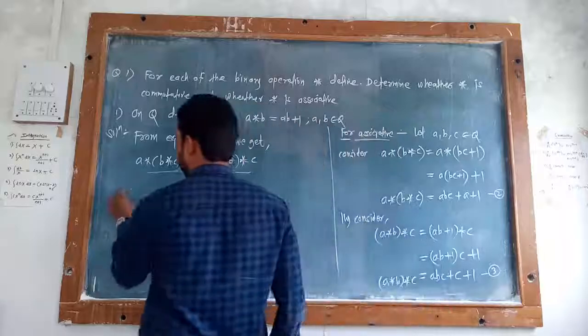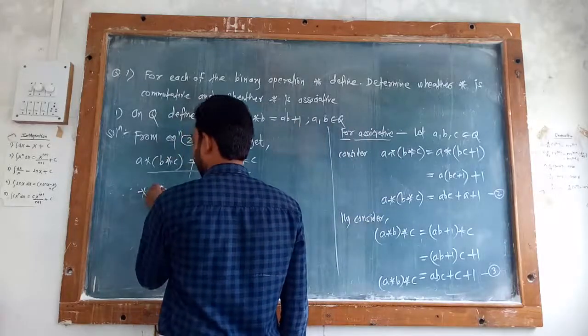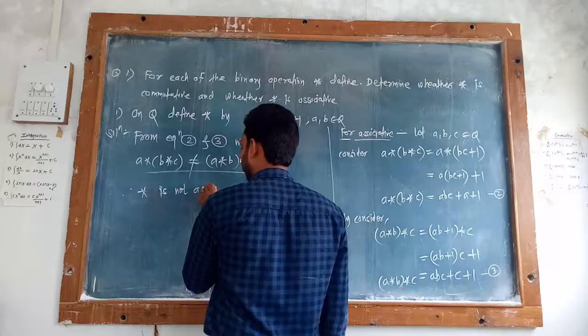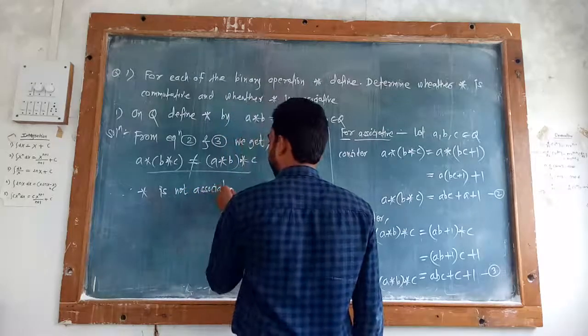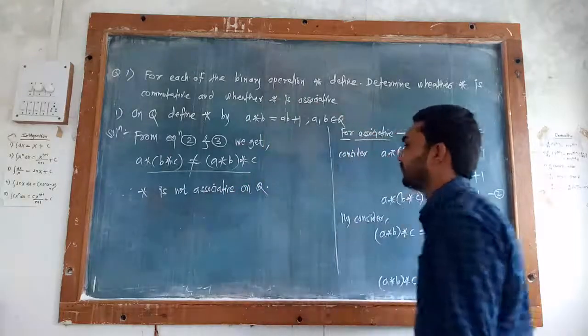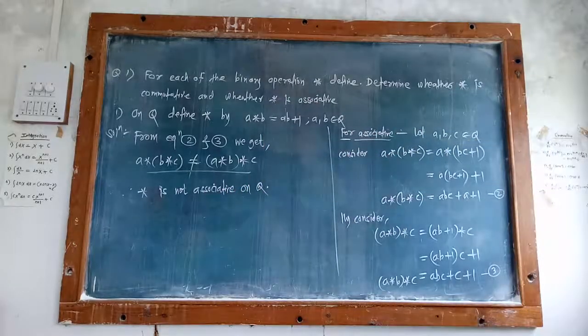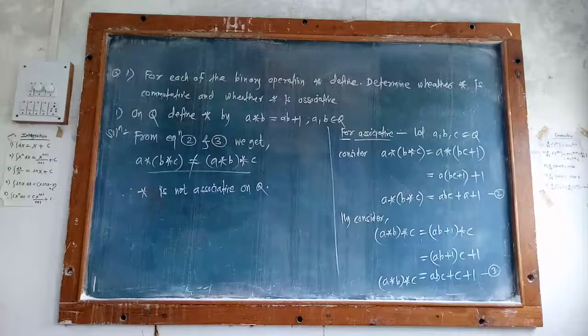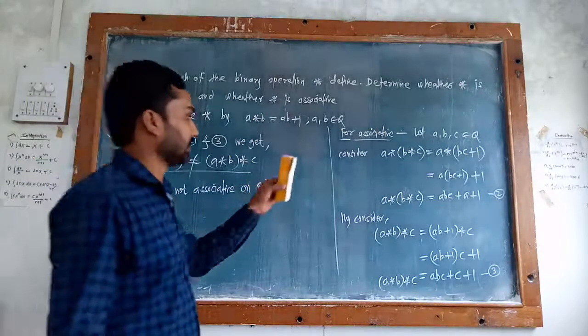Therefore, star is not associative on the set of rational numbers. This is your second property for your first example. Similarly, take the second example.